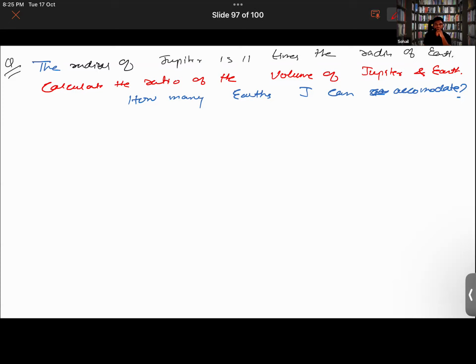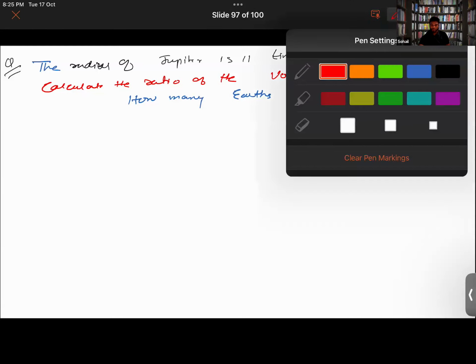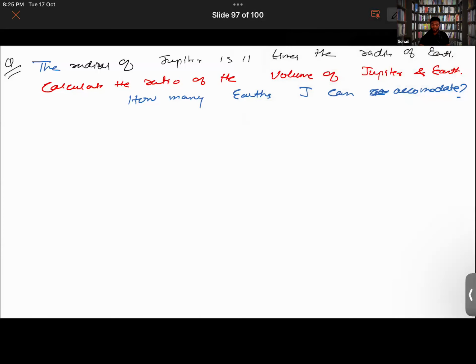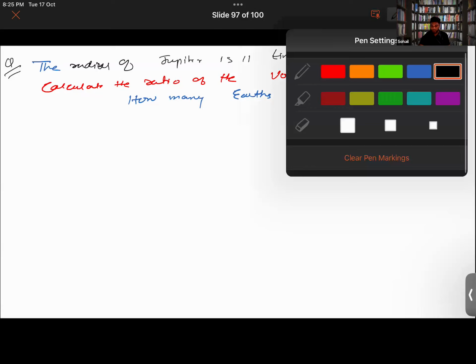Sir, 11:1. Yes. 11:1. Sir, it's 11:1. Nahi nahi, how can it be? We are talking about the ratio of volume, sir, not the ratio of radius. Radius ka ratio 11:1 hoga. That is correct.